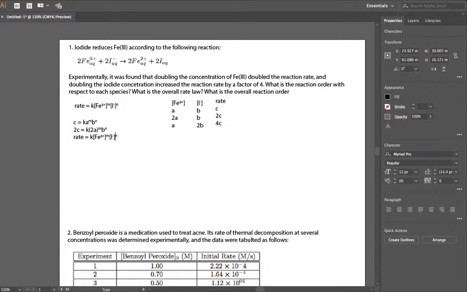And so finally, for C, the rate is equal to K, a constant, multiplied by the concentration of Fe3+, that would be A, multiplied by the concentration of iodide, that would be, sorry, 2B. And so with these 3, you can try to find each of their reaction orders.